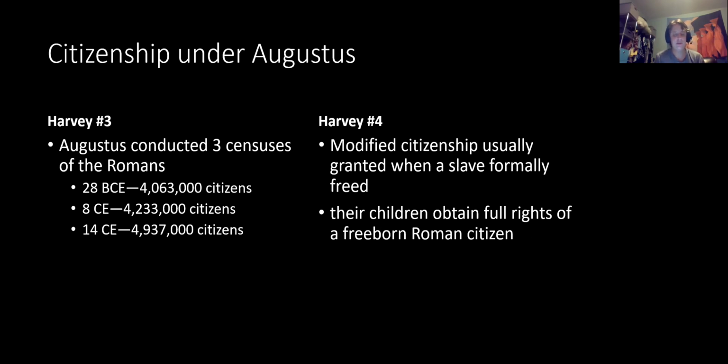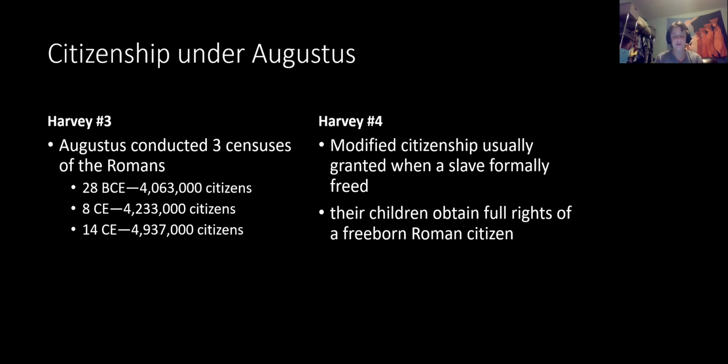In Harvey's selection number 3, Augustus recounts the 3 censuses that were conducted during his reign. In 28 BCE, there were 4,063,000 citizens. In 8 CE, there were 4,233,000 citizens. And in 14 CE, the year of his death, there were 4,937,000 citizens. These numbers reflect citizens only and do not account for the women, children, or slaves that also inhabited the Roman Empire. In fact, citizens were a minority in Rome.